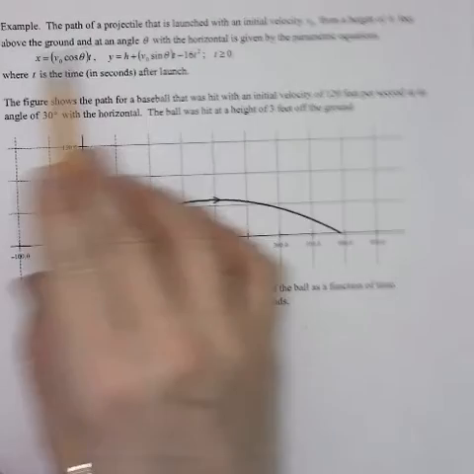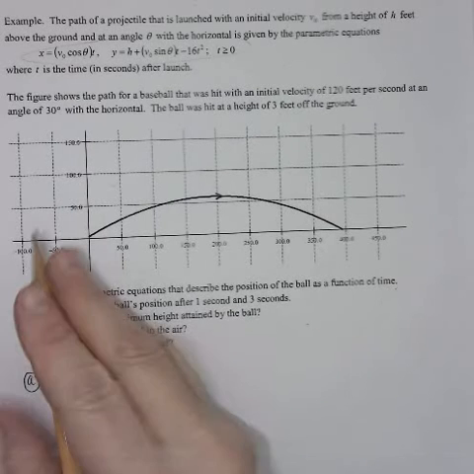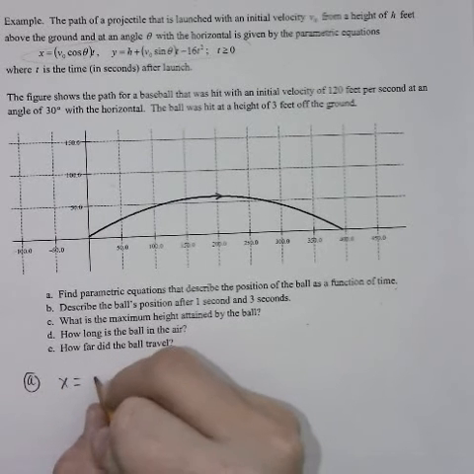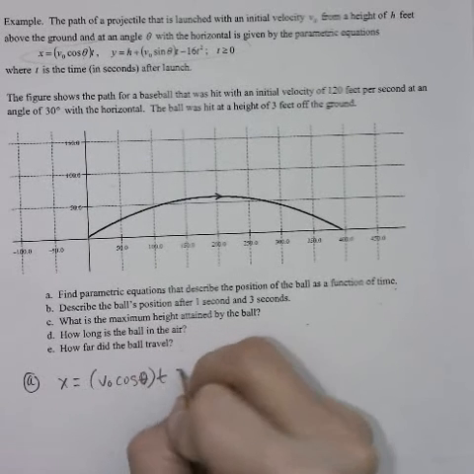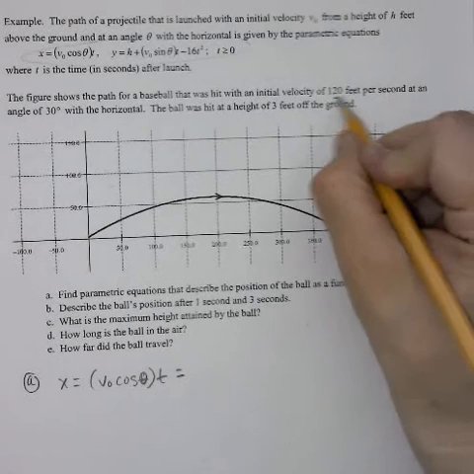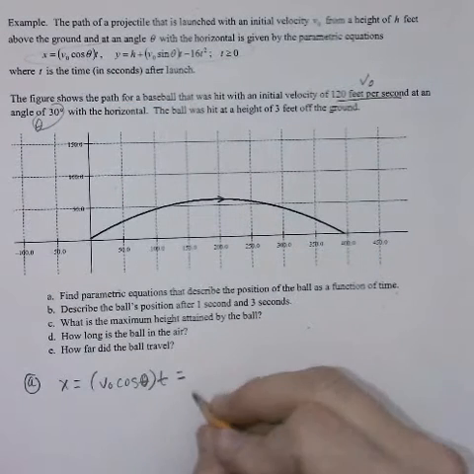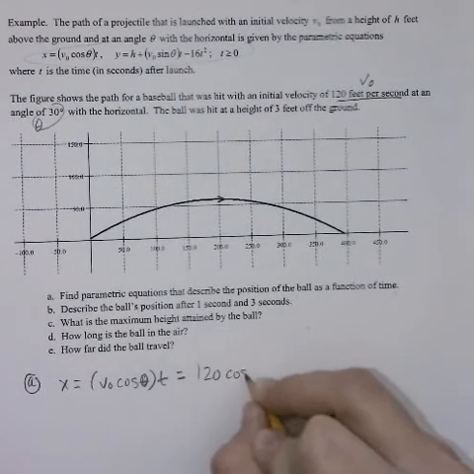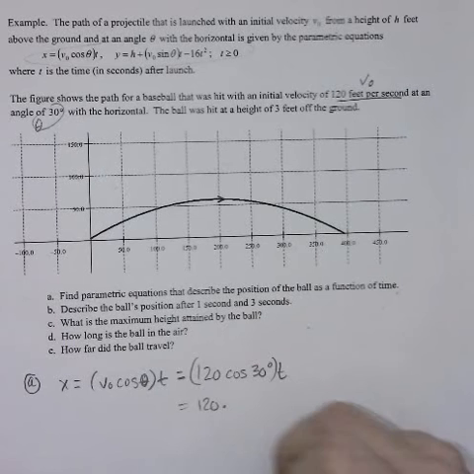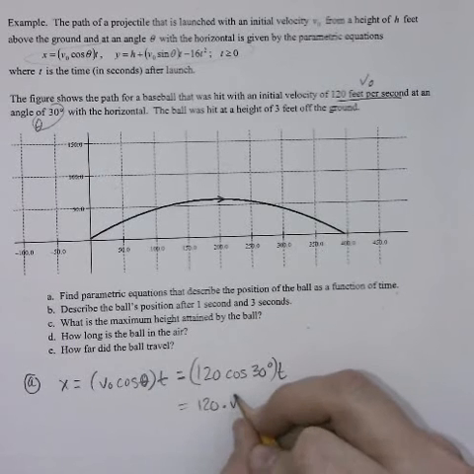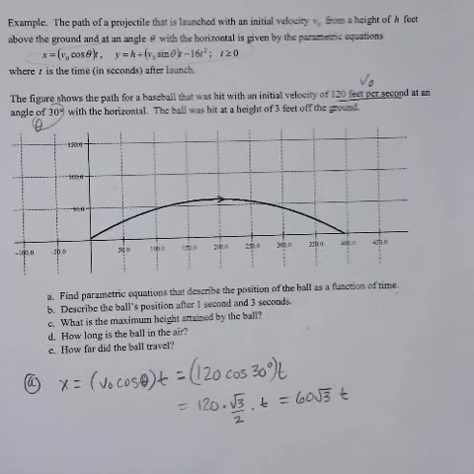We're just going to use these and plug in all of the parts that we know. So for part A, x is v naught cosine theta times t. v naught is 120 feet per second, and theta is 30 degrees. So 120 cosine of 30 degrees times t. 120 times cosine of 30 degrees, which is square root of 3 over 2, times t. So that's 60 square root of 3 times t for x.